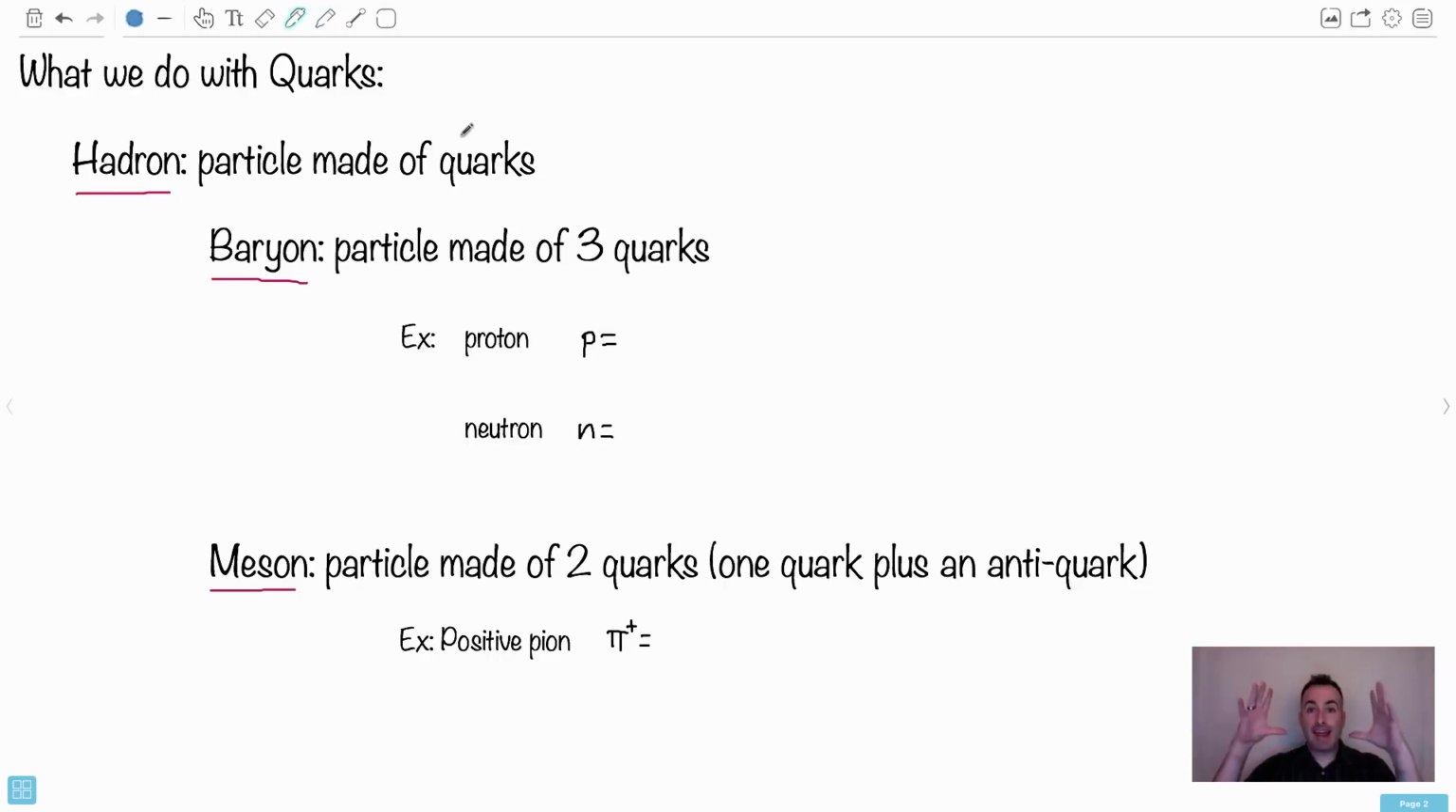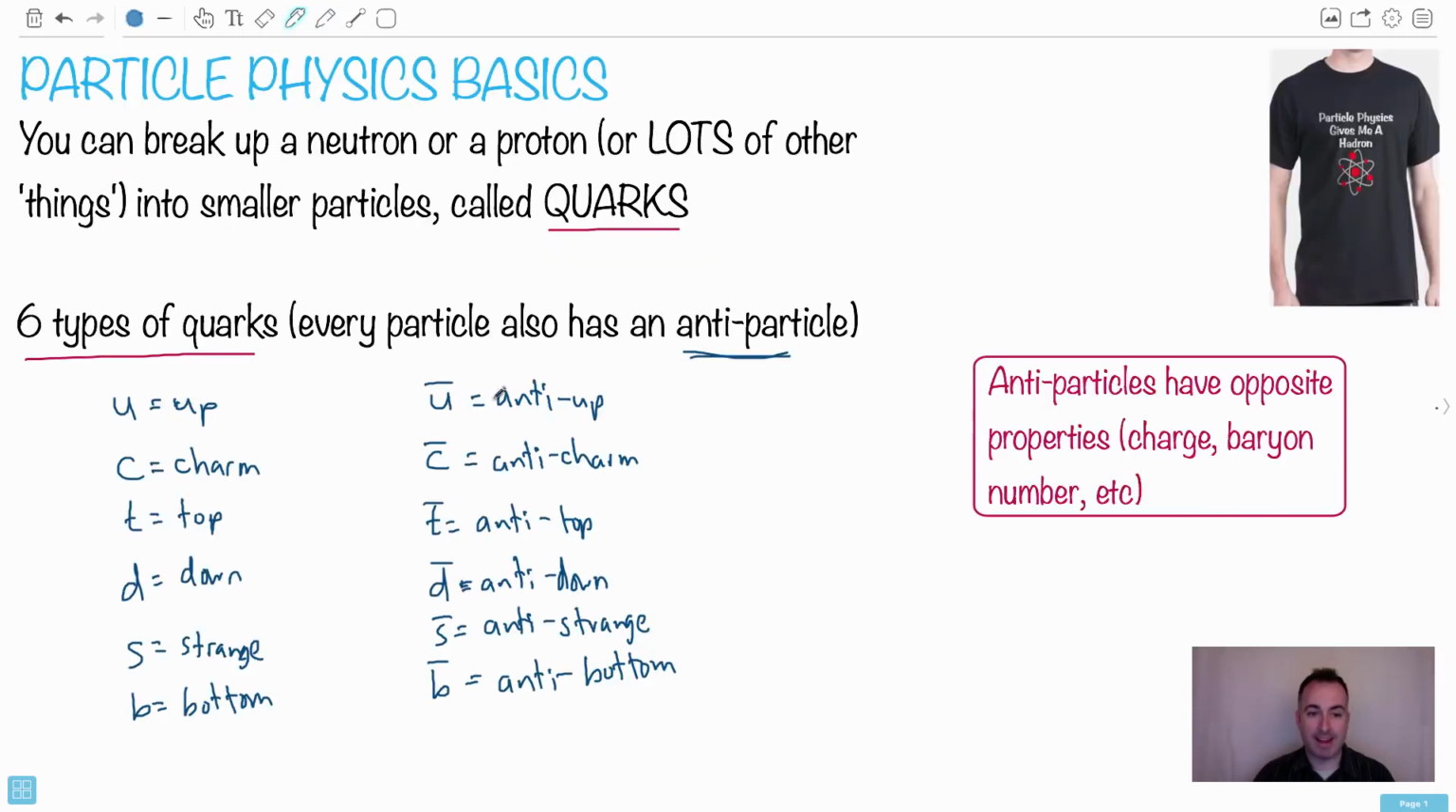Now, within hadrons, if you're going to make something out of quarks, you can make two different types of particles. You can make something called a baryon, and that's when it's got 3 quarks. So again, baryons are just 3 quarks put together. You can have any of them, except obviously not an up and its anti-up because those will annihilate. But you can choose any 3 out of these 12, so long as there's never a quark and its own anti-quark together.